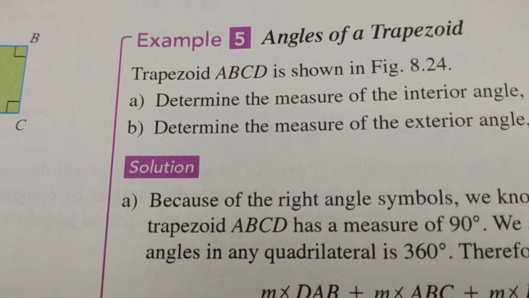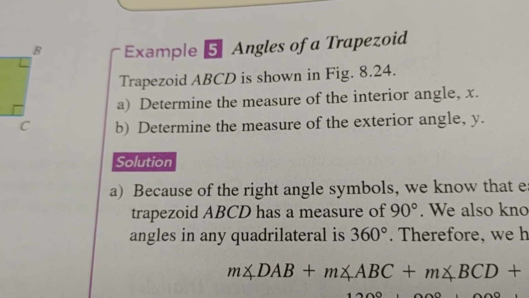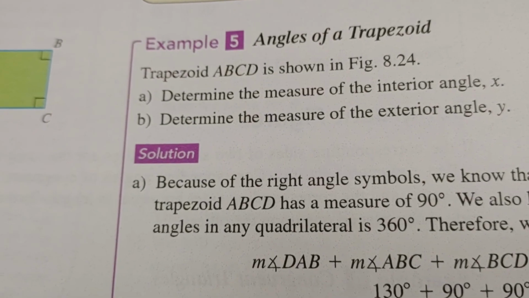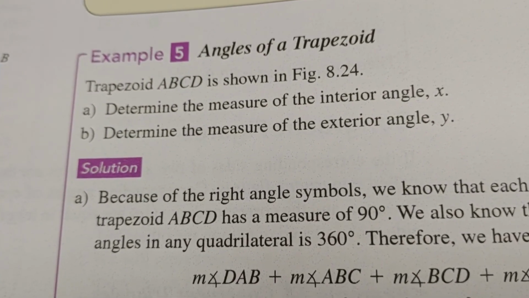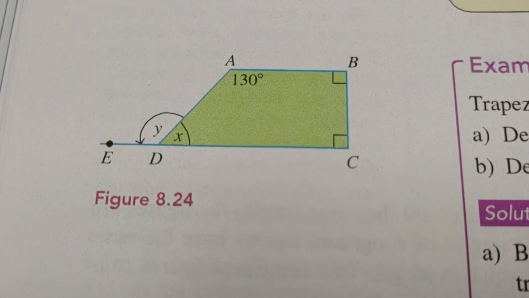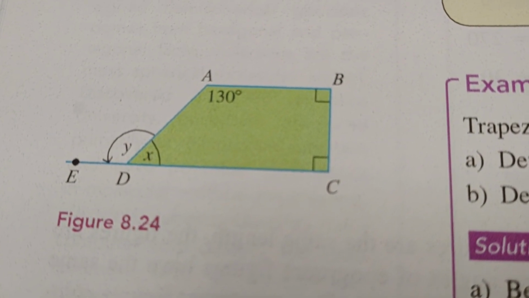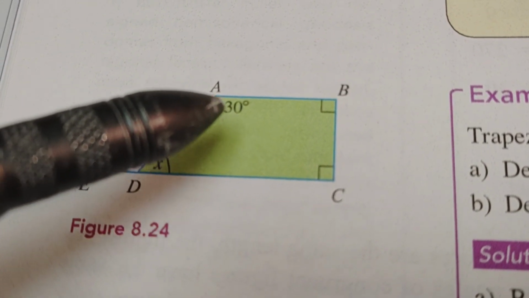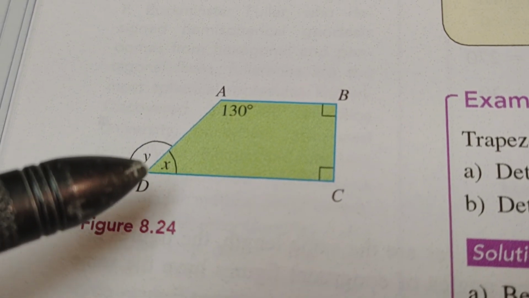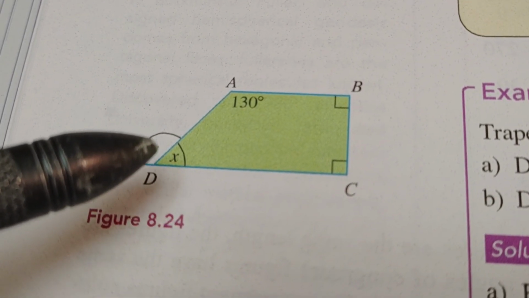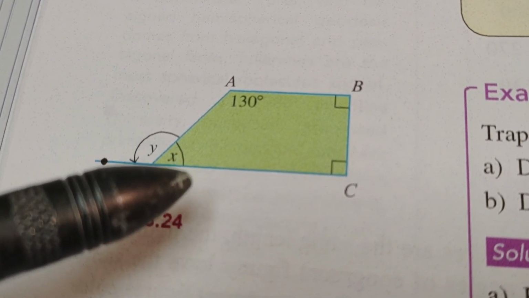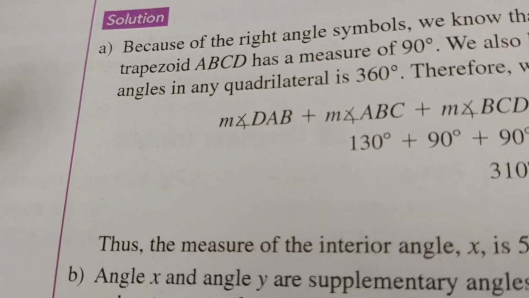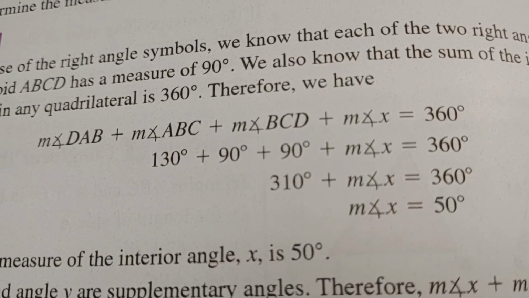If you look here, it says trapezoid ABCD is shown in figure 8.24. Determine the measure of the interior angle x. All right, so if we want the interior angle of x, remember our corresponding sides. If this is 130, this is 130. And so if we subtract 130 from 180, we find out x is 50. And so there we go.